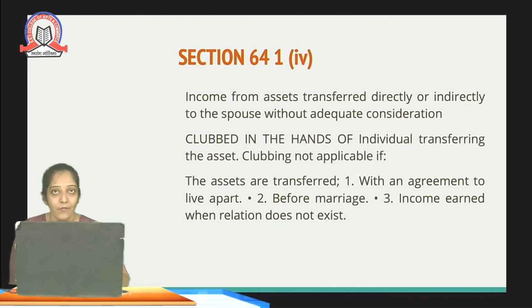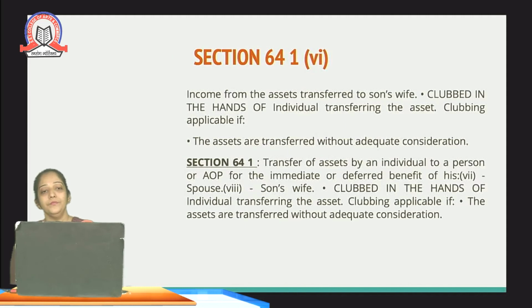Section 64 subsection 1 clause 4 states that income from assets transferred directly or indirectly to the spouse without adequate consideration will also be clubbed in the income of the SST. That means there should be a reasonable reason or factor on which basis the income is given to the spouse. Income from assets transferred to son's wife will also be clubbed into the income of the SST. In simple terms, whichever income is given to family members like the spouse or son's wife or any relative of blood origin, if there is no specific reason behind the work done by them, then that income will be clubbed in the hands of the SST only.